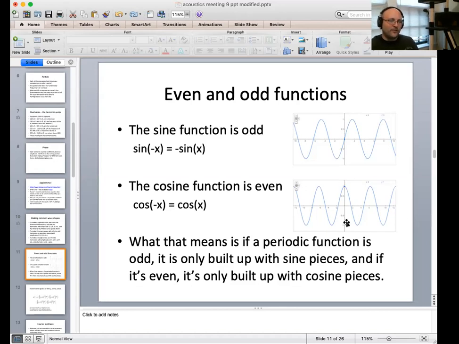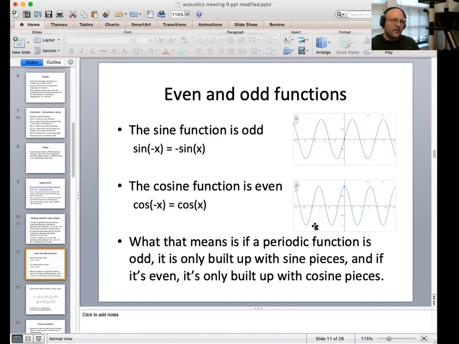The cosine function is even. It has a different kind of symmetry. The cosine of x and the cosine of -x are the same, because this function is symmetric around this axis. So in my videos, especially the Falstad one, you can basically draw any periodic function you like, and it'll tell you sines and cosines, what mix of them will make up that function.